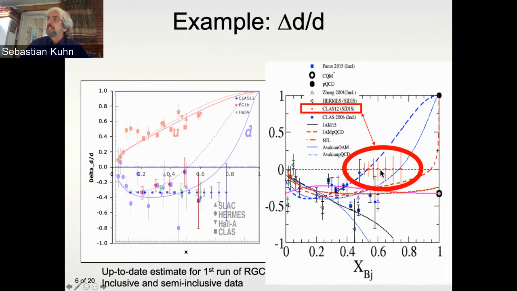And by adding tagged structure functions, tagged by pion or kaon production, we get a similar data set. And so these two together both serve to minimize systematic uncertainties or model dependence, but also to reduce this error box even more.